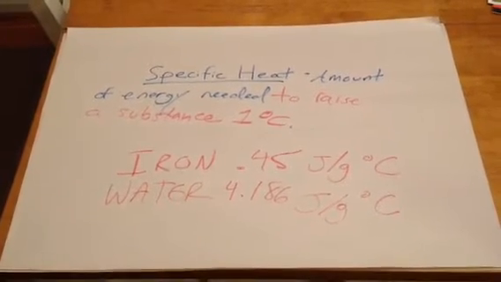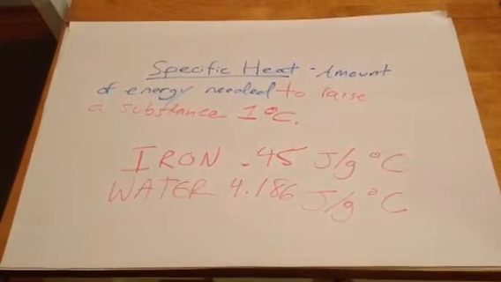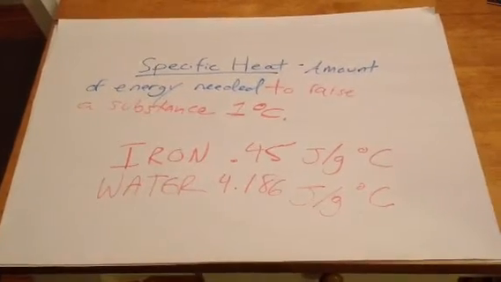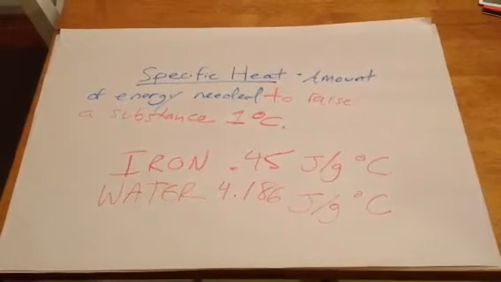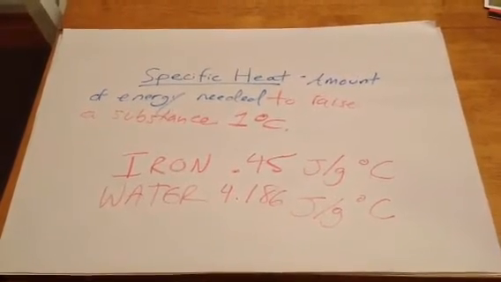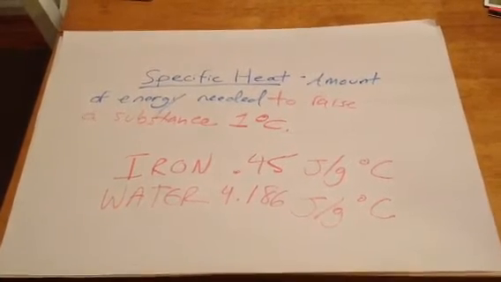So what you do is you take the specific heat of a substance, and that's a number that's given for all different things. So everything has its own special number, just like you have a student number, and that special number is its specific heat number. And what that means is as follows.